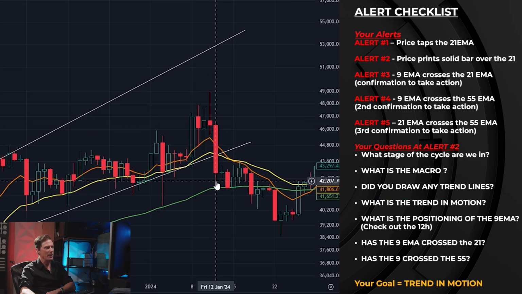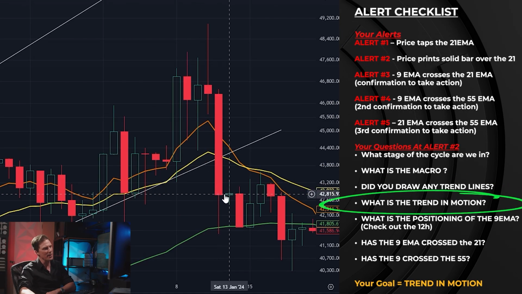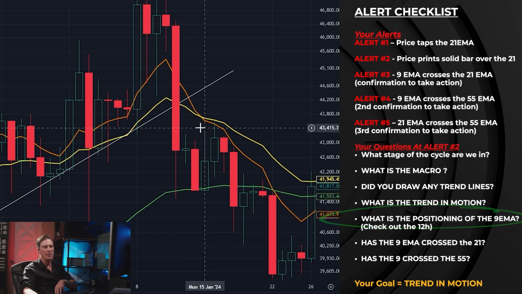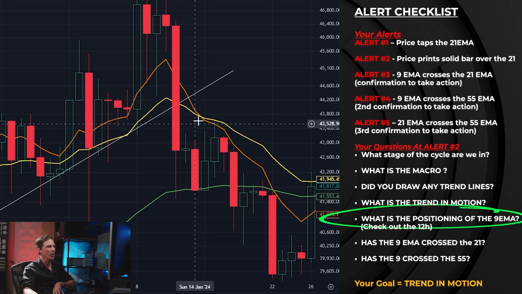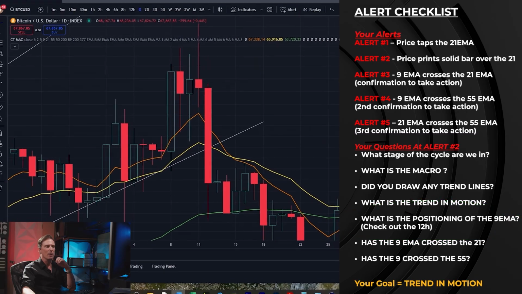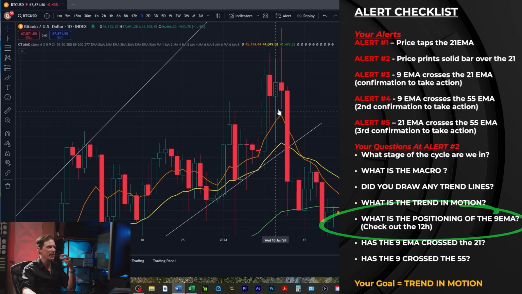So all of a sudden price drops steep. What is the trend in motion? Let's say the candle closes and let's say that we're at this point. Well, the trend in motion is still intact, right? However, what is the positioning of the 9? Now, when we ask what is the positioning of the 9 EMA, we're looking for how steep is it coming in towards the 21. Well, let's go ahead and look at our checklist here, and we can check out the 12-hour. We've been looking at it on the 1 day. Let's take a look at it on the 12-hour and see if it'll give us any clues.